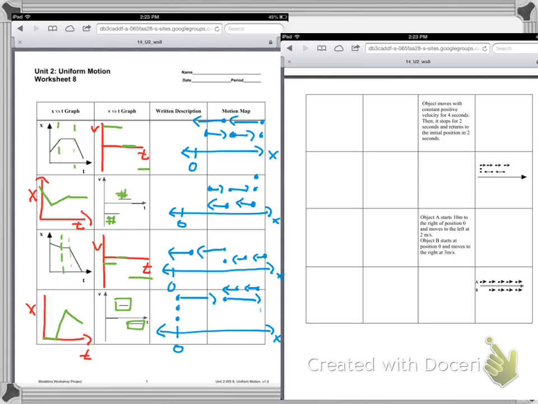So now we move on to the next part of the sheet here. Go ahead and draw all the axes in.